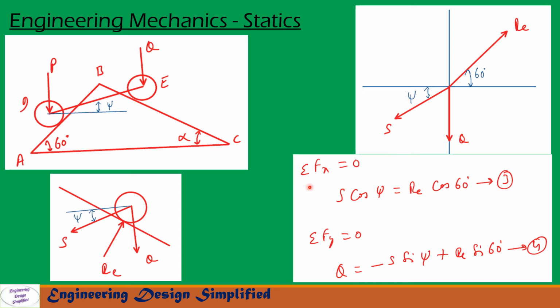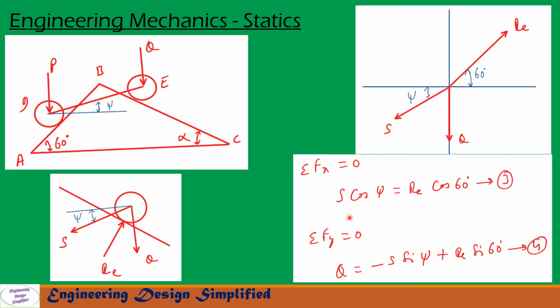Along the X direction, sigma Fx equal to 0. So the horizontal component of S is S cos psi, that is acting towards this direction, and that equals RC cos 60, that is this length. So the horizontal component of RC is RC cos 60. Let us call that equation 3.